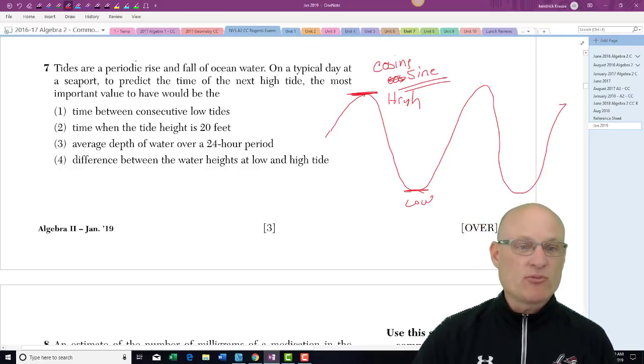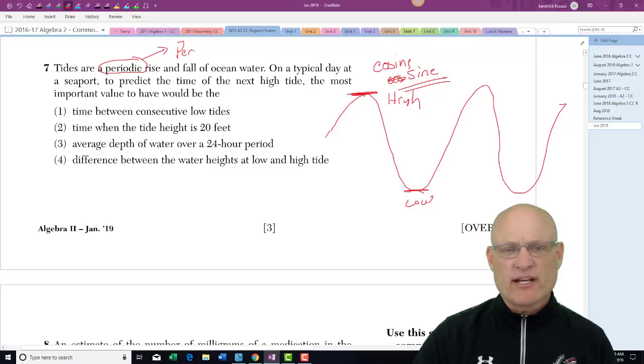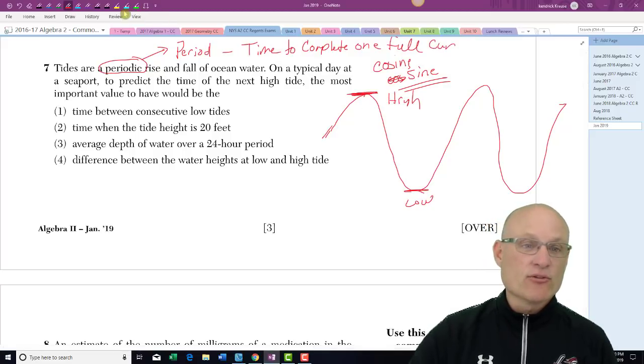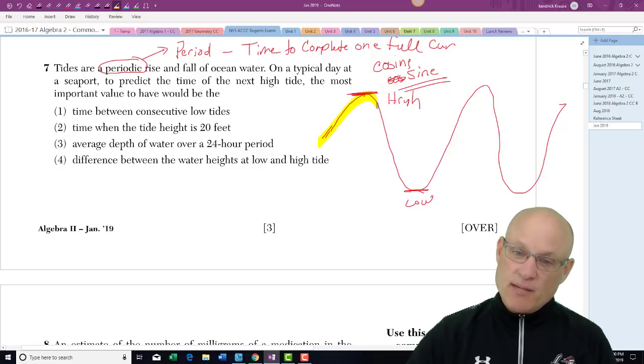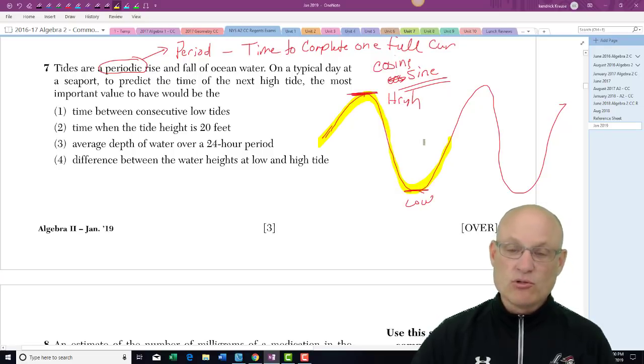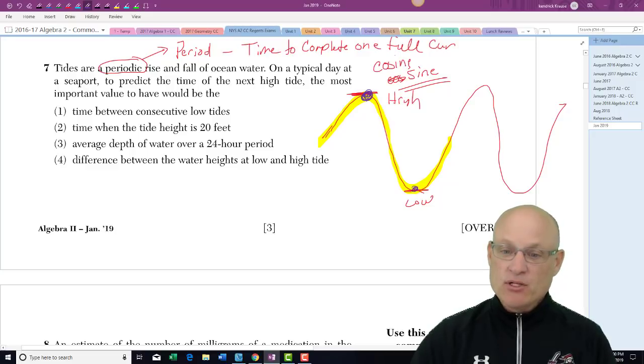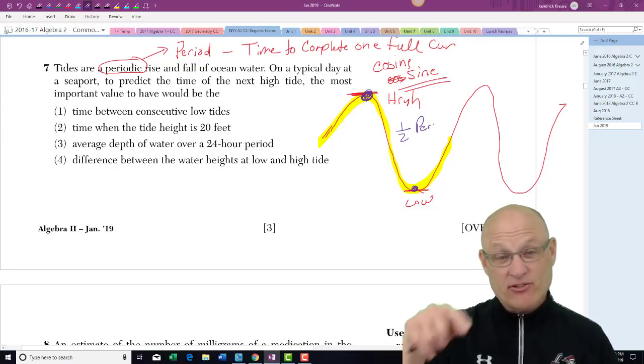Well, the question says it's periodic, right? And what does periodic stand for? What does the period stand for in a sine or cosine curve? That's the time to complete one full curve. So if I was doing this sine curve here, this would be the period. Time it takes to finish one full curve. That's one full sine curve. Well, if I knew that, then wouldn't this be the distance between the top and the bottom? Wouldn't that just be half of the period? In other words, half of the time it takes to finish one full curve.